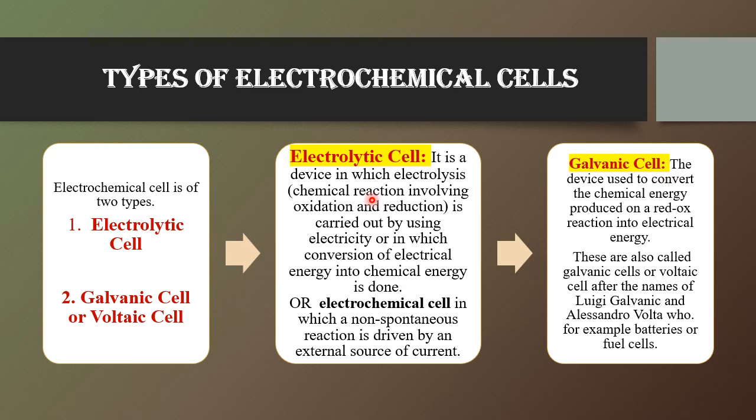This is totally the opposite of the electrolytic cell. A galvanic cell is an electrochemical cell which converts the chemical energy produced during the redox chemical reaction into electric energy. There are different names used for the galvanic cell. It can also be called the voltaic cell, because of its discovery by two scientists, Luigi Galvani and Alessandro Volta. Examples of galvanic cells are batteries or fuel cells.